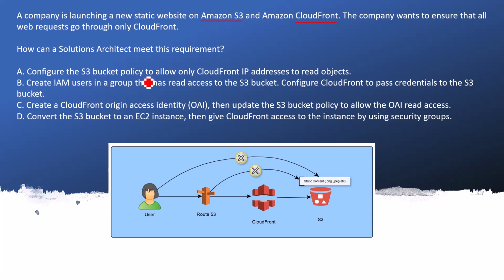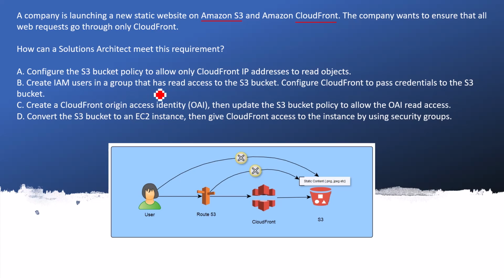Option A is to configure the S3 bucket policy to allow only CloudFront IP addresses to read the object. This is trying to confuse you here. If you start adding the CloudFront IP addresses, it will become more complex, and using the S3 bucket policy to allow IP addresses for reading objects is not the right approach. It creates more confusion, and we should not do it that way.